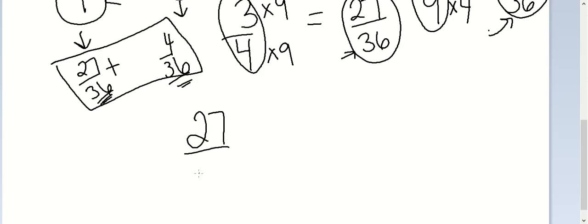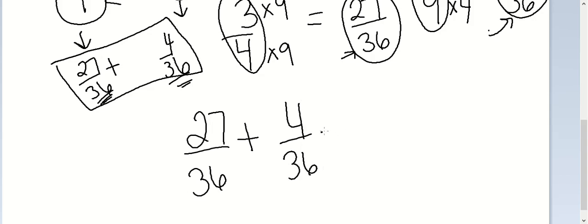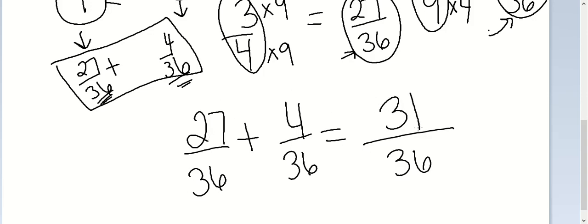I can do 27/36 plus 4/36, right? I know my denominator is going to be 36. When we add or subtract fractions, the denominator just simply stays. And then I just add the numerators. 27 plus 4 is 31, okay? So my answer here is 31/36, and I would need to say to myself, can I reduce this? Because I think it asked for the fraction in simplest form.